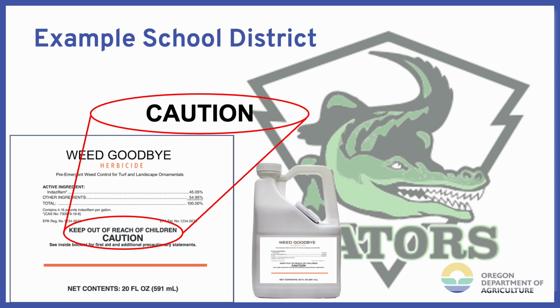Continuing our ongoing example school for this video module series, we look to the Gator School District and their IPM coordinator, Robert Boucher. The Gator School District is in the process of updating their low-impact pesticide list and has tasked Mr. Boucher with identifying possible products for their list. Mr. Boucher has selected the broad-spectrum post-emergent herbicide Weed Goodbye as one possible product. Mr. Boucher's next step is to now check the product's signal word. Mr. Boucher found Weed Goodbye bears the signal word caution, which meets the first criteria for a low-impact pesticide.